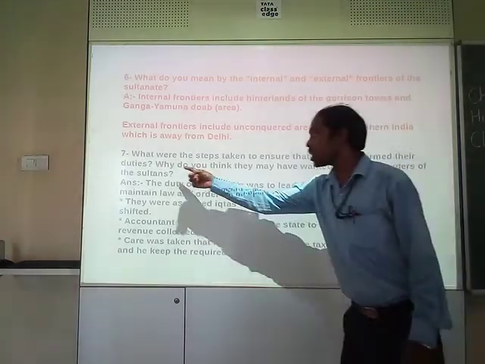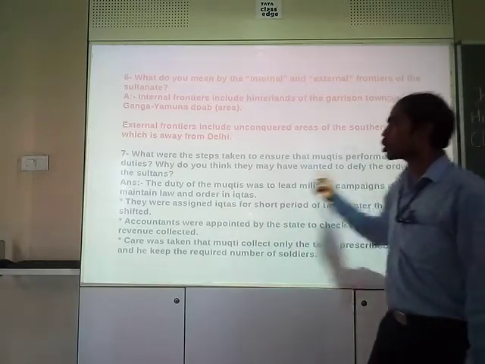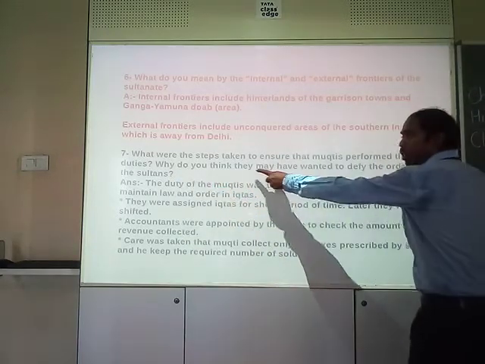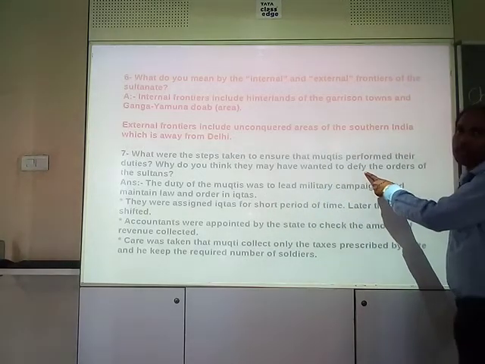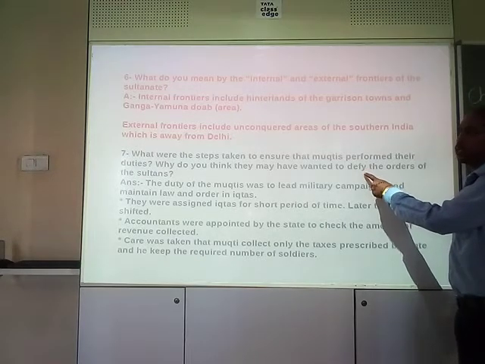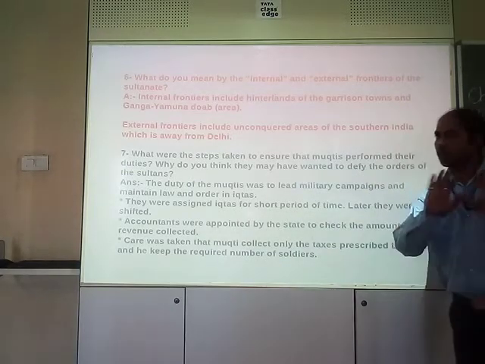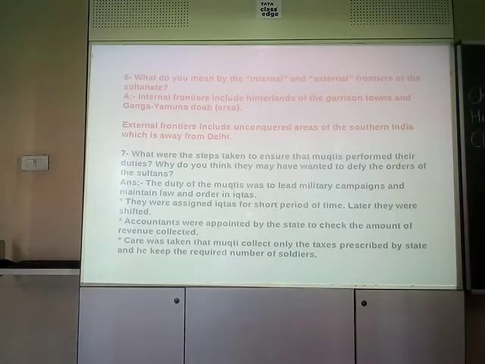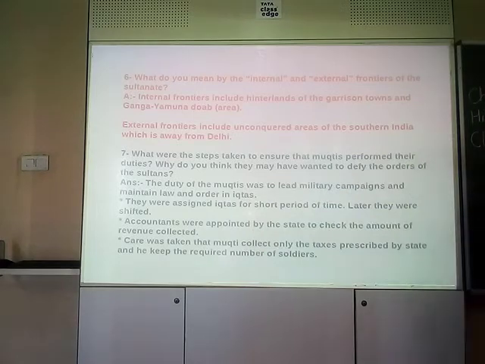Another question is, why do you think they may have wanted to defy the orders of the Sultan? Defy means to deny, to neglect, not to listen. They did not want to follow the Sultans. Why do you think so? These are the two questions. First, we will concentrate on the first part: what were the steps taken to ensure that Muqtis performed their duties?